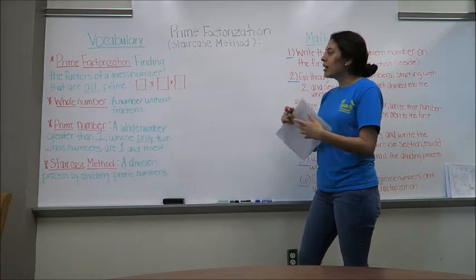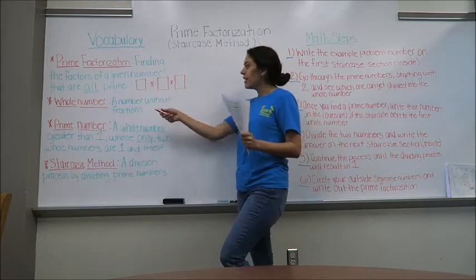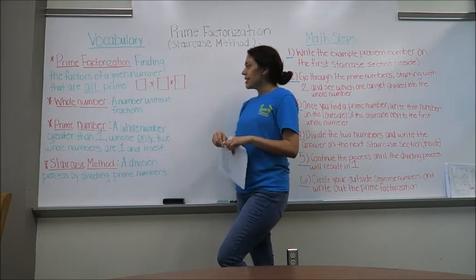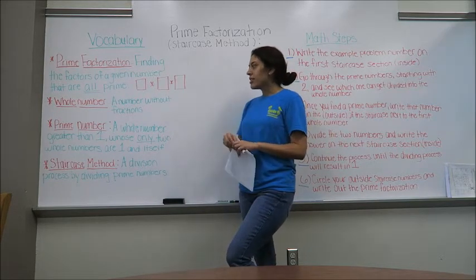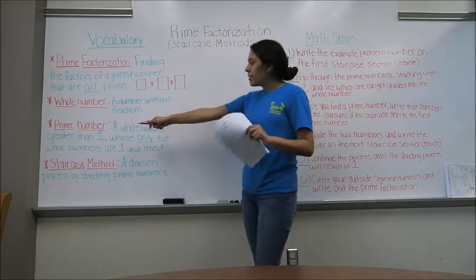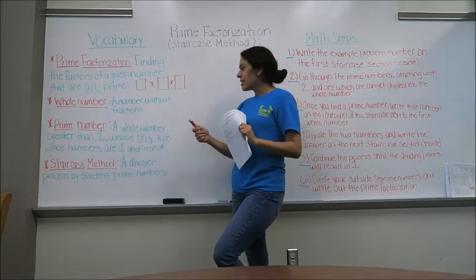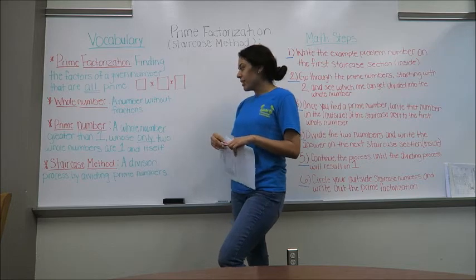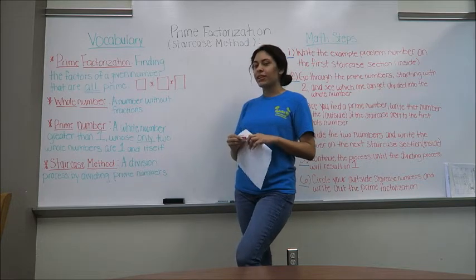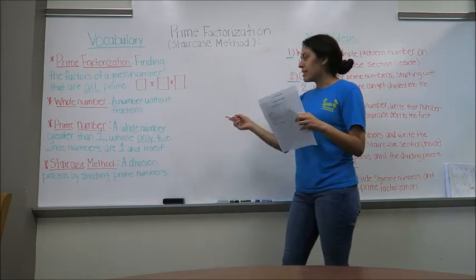So your next vocabulary word is going to be a whole number, and a whole number is a number that doesn't have fractions. Prime number is your next vocabulary word, and that's a whole number greater than 1 whose only 2 whole numbers are going to be 1 and itself.